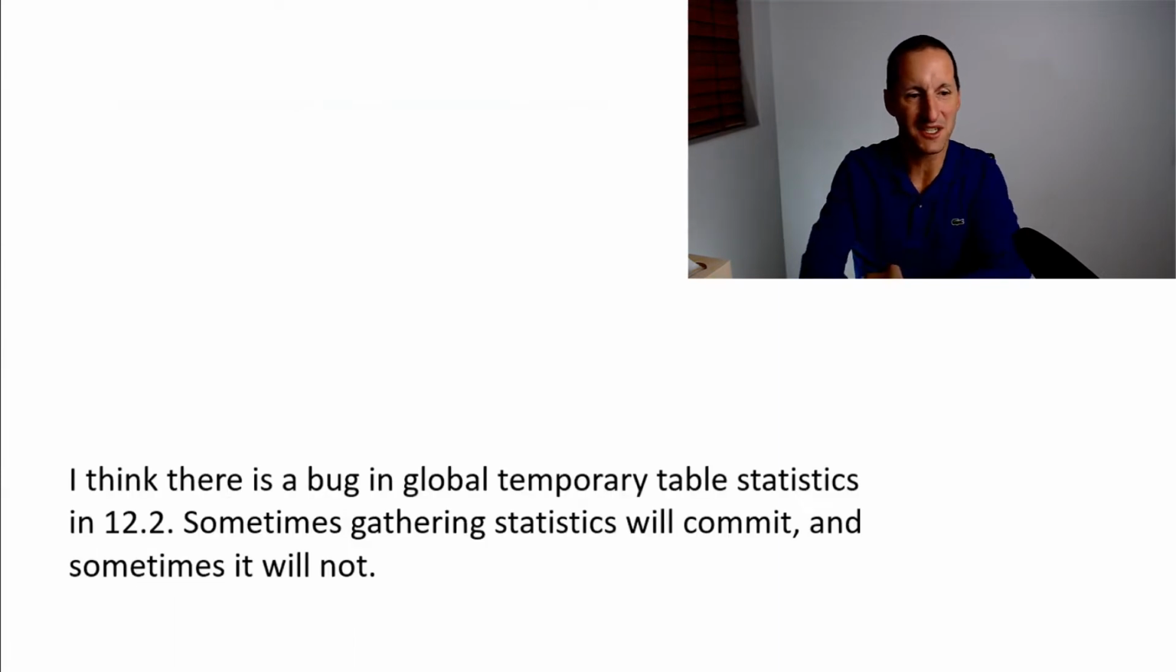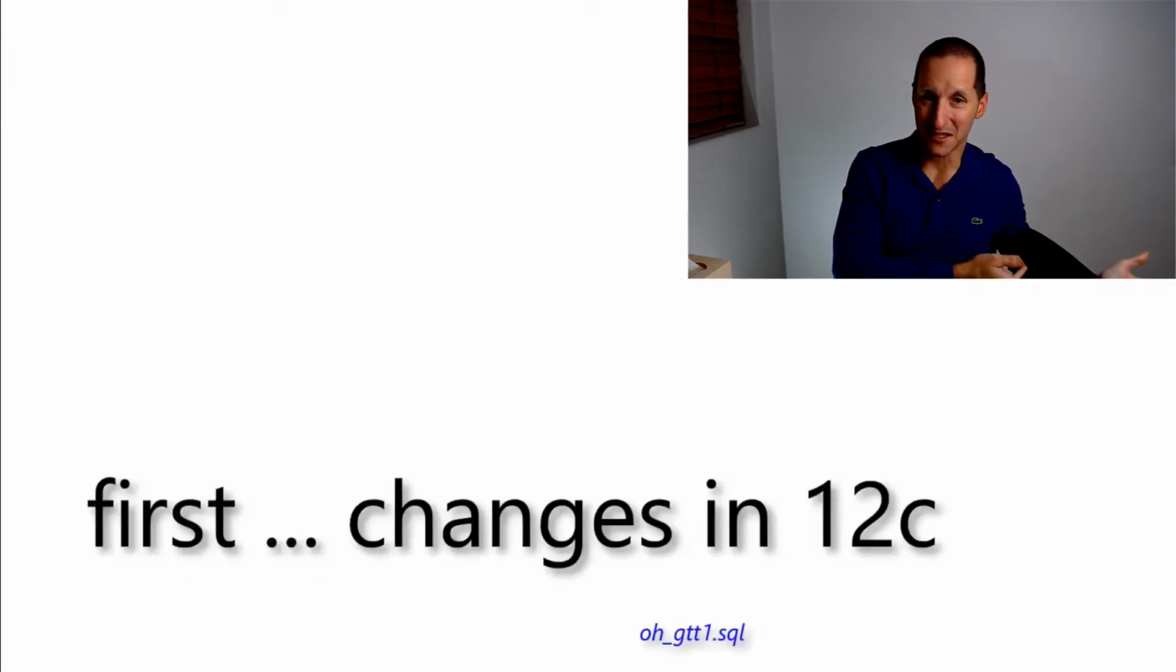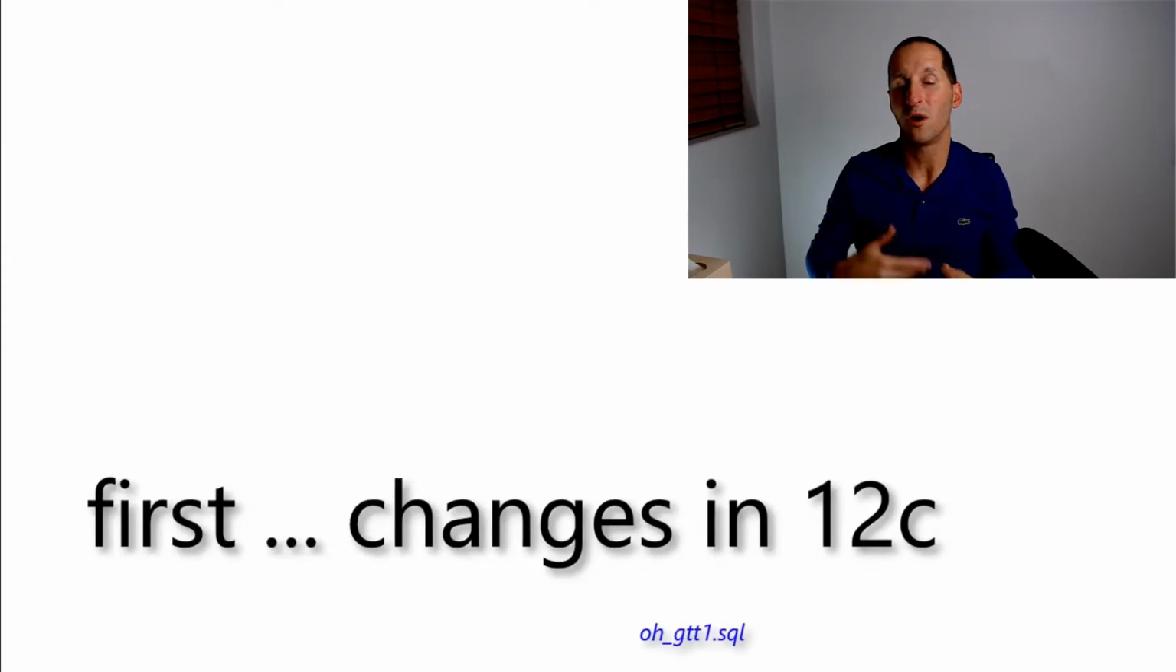And the question was, in fact, it was actually a statement. Someone said, I think there's a bug in global temporary table statistics from 12C or 12.2 onwards. Sometimes doing a gather of statistics will do a commit and sometimes it won't. And that's something that we've never seen before. Is that a bug? To help explain what this potential bug is, I think we need to first cover what the actual changes were for global temporary table statistics in 12C.